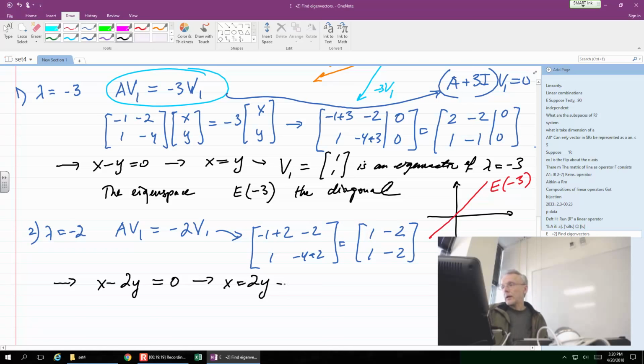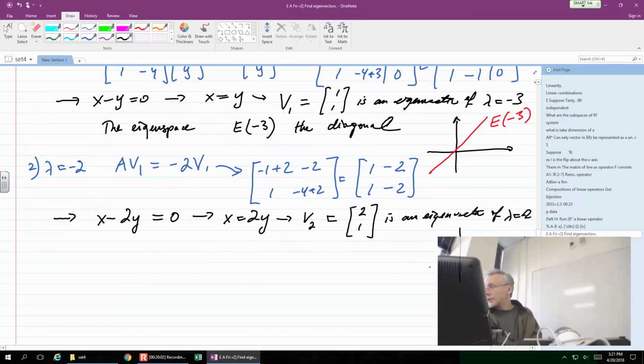So I could pick v2 to be, what is the simplest one I can pick? Pick the simplest one. This vector will serve as the basis, sort of. 2, 1, right? How would it be 2? I choose y to be 1, and x then is 2, right? But why is it 2, 1 and not 1, 2? Because x is 2 and y is 1. Okay. Right. So then this is an eigenvector of lambda equal negative 2.